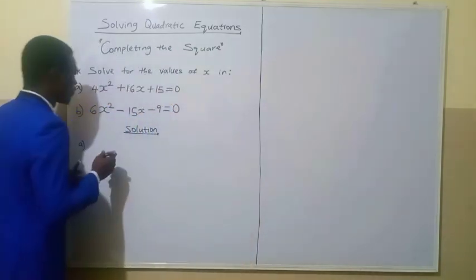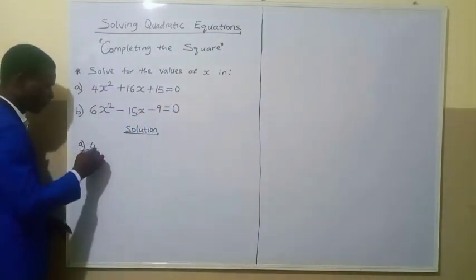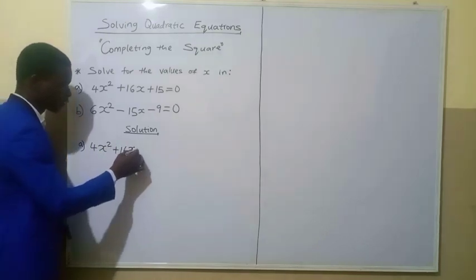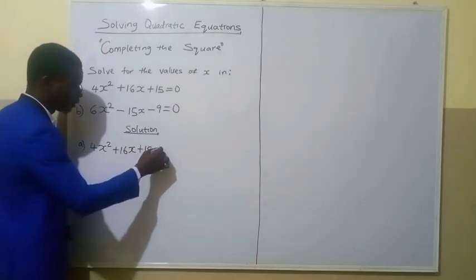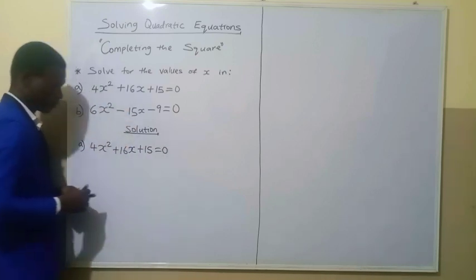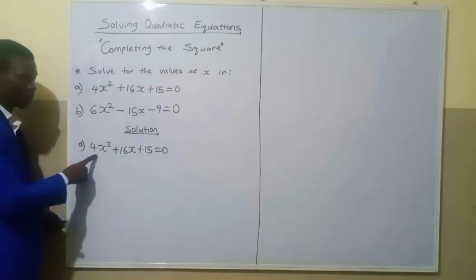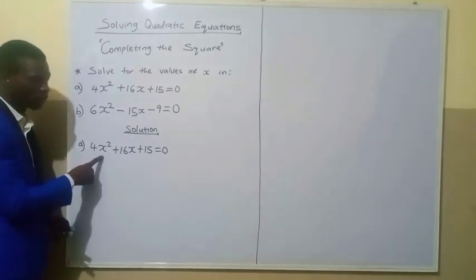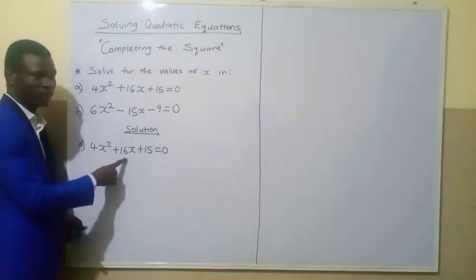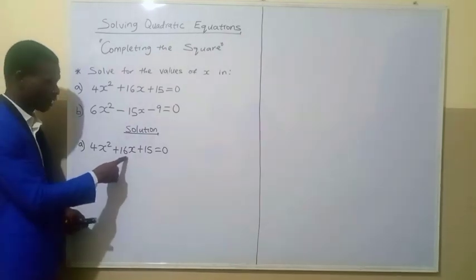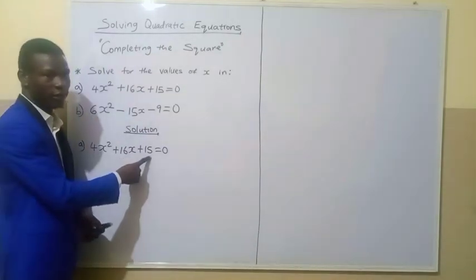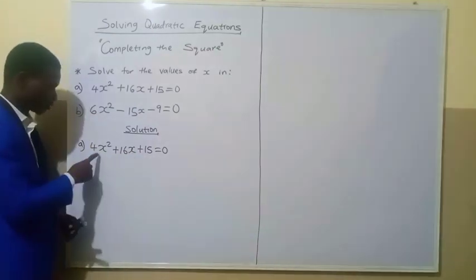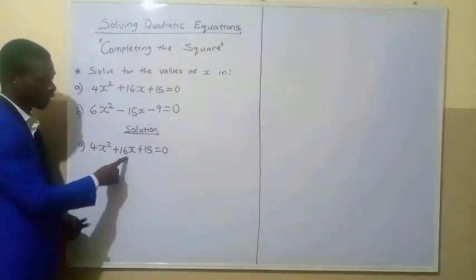Alright, for A, we have 4x squared plus 16x plus 15 equals 0. Now, I want to explain each term. This term is called the x squared term because the x is being squared here. This one is called the x term because it's not carrying a square. And this one that is not carrying any variable, it's not carrying x with it, is called the constant term.